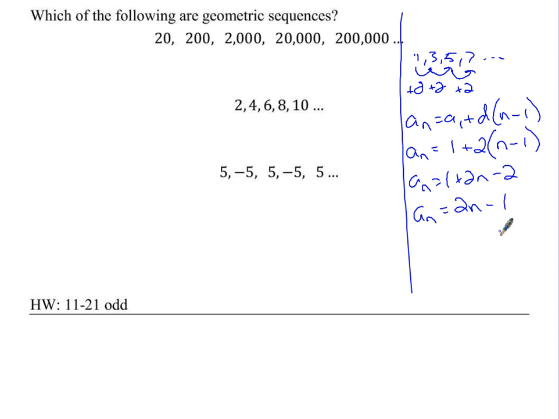That's an arithmetic sequence. We're doing geometric sequences. We don't have a common difference here. We have a common ratio. So what we want to do is say 20 times what gives me 200? 10. Times 10. What about 200 going to 2,000? What did we do there? Times 10. And from 2,000 to 20,000? Times 10. And from 20,000 to 200,000? Times 10. So each time we have a common ratio. We're multiplying by 10 to get the next term. That's r.